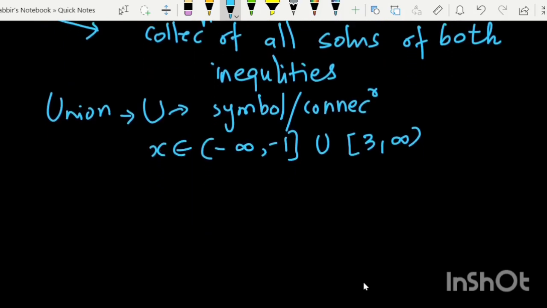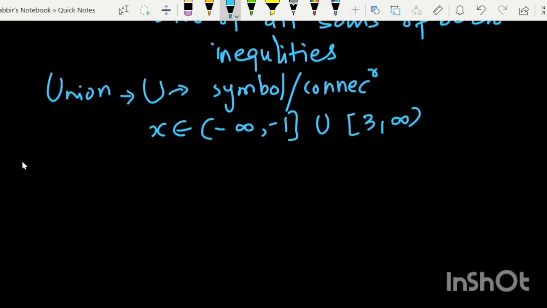Okay, so let's take an example: x less than or equal to 3, or we also represent union by or. Okay, union and or are the same. Okay, x less than or equal to 3, x less than 7.